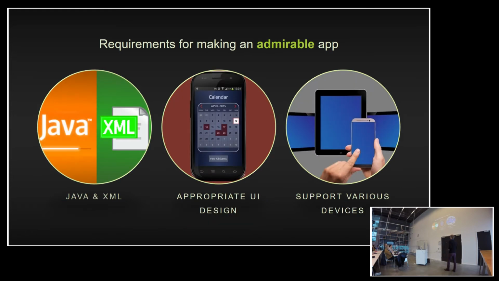If you want to make an admirable app, where people look at it and say, whoa, that's pretty cool, we need to know Java. We need to know XML code. And we need to make appropriate decisions when it comes to UI design. That means picking the right elements for the right kind of data. And then, of course, we need to support various devices. We have tablets, phones, we even have smartwatches now. A lot to take in.